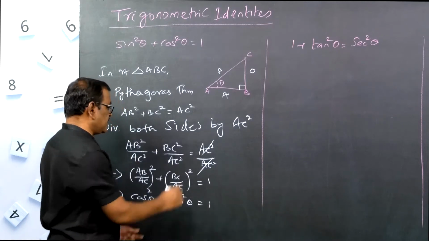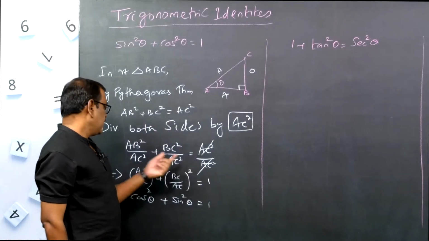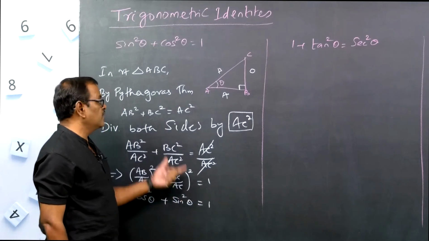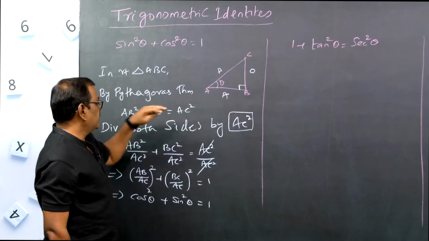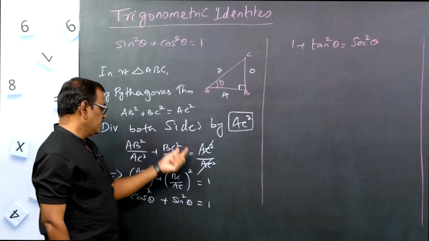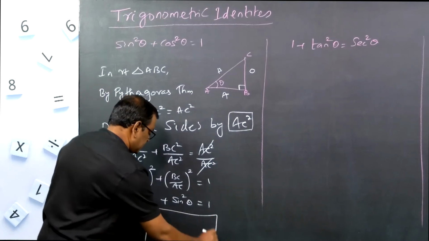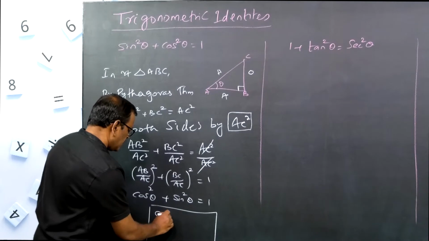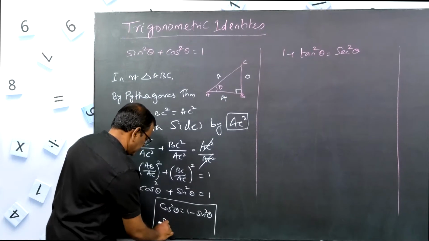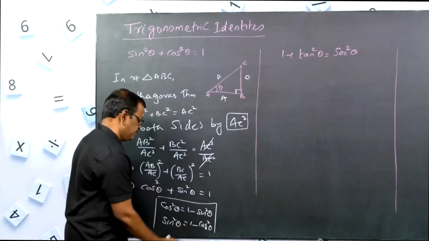So how to prove this? This part is very important. Divide by AC square. If you divide by AC square, the right side becomes 1 and the left side becomes cos theta the whole square, which is cos square theta, and sin theta the whole square, which is sin square theta. So draw a right triangle at B, apply Pythagoras theorem, and divide by AC square, you will get cos square theta plus sin square theta equal to 1. From this you have two very important results. One is cos square theta equal to 1 minus sin square theta, and sin square theta equal to 1 minus cos square theta.